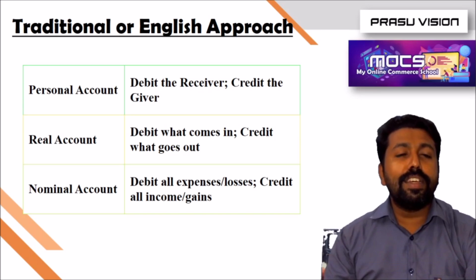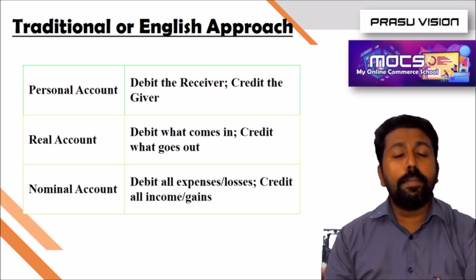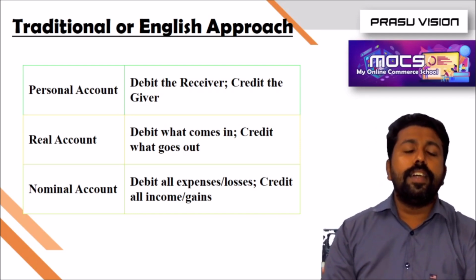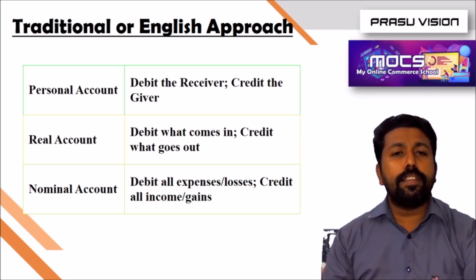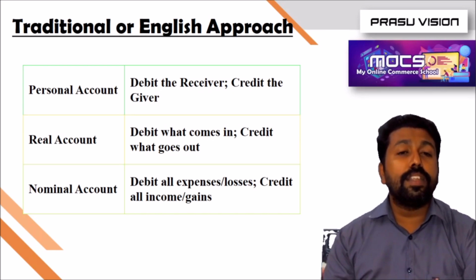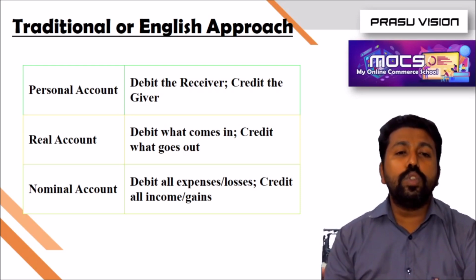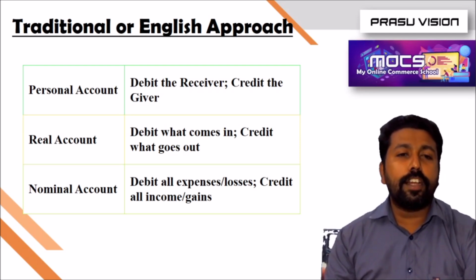So let us discuss how it is related. Personal account rule is debit the receiver, credit the giver. When we learn the examples, it will be more clear. Debit the receiver. Who is receiving? We have to debit that account, means we have to show that entry in the debit side of that particular account. Credit the giver. Who is giving? We have to credit, we have to show it on the credit side. Credit side means right side. Debit side means left side of an account.